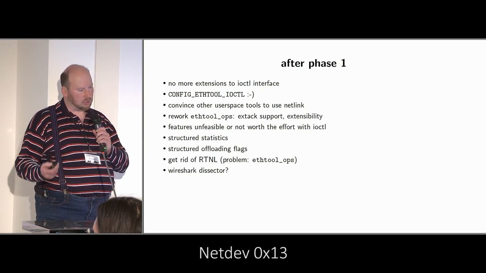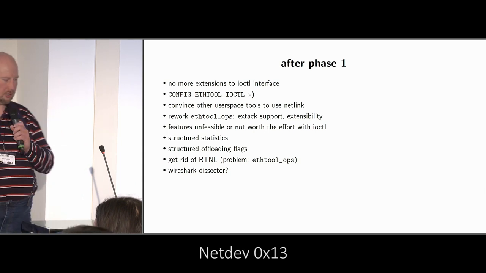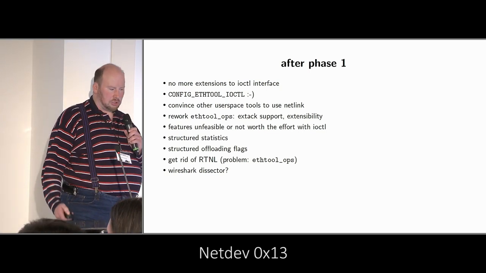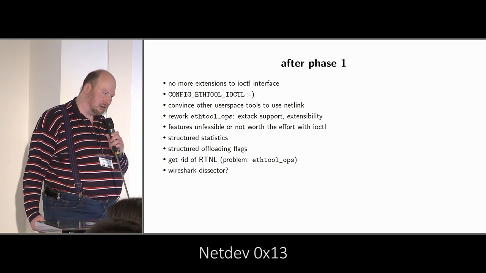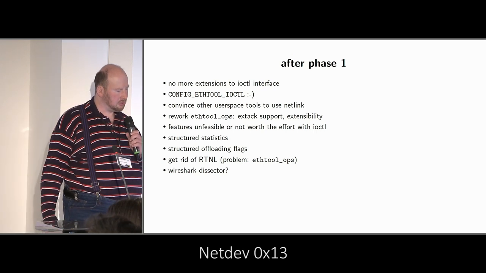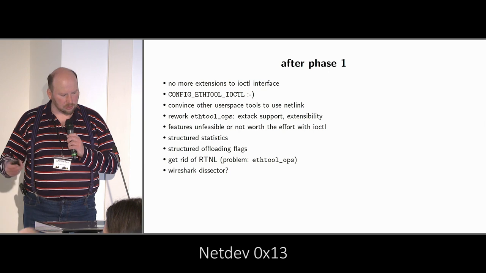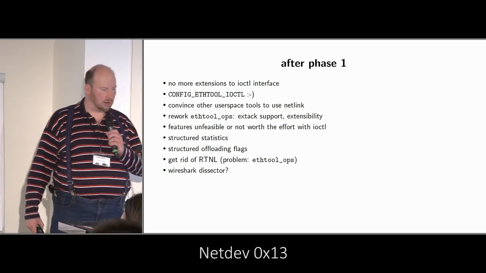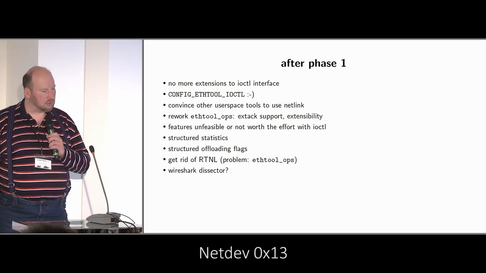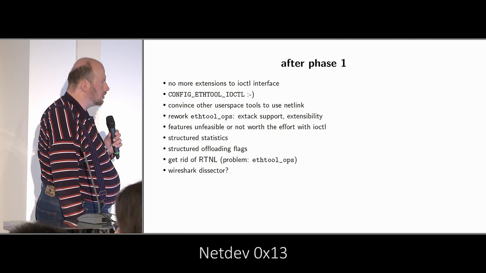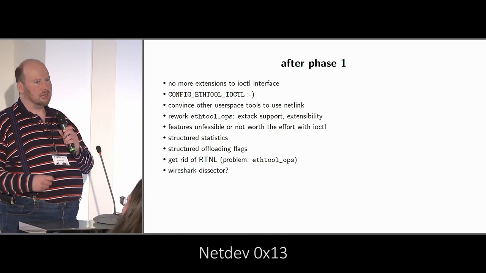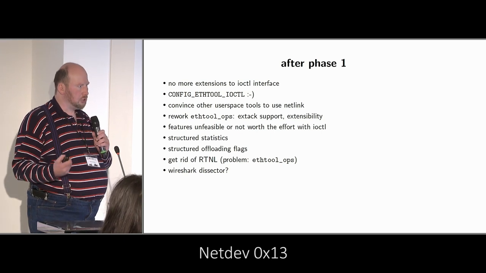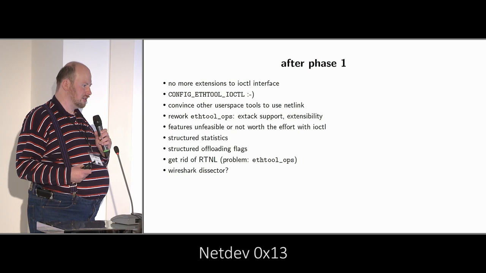Yeah, then we might start reworking ETH tool ops, mostly to add extack support for error reporting and better extensibility. I'm pretty sure there will be some features which are currently blocked by IOCTL interface deficiencies. And there were some ideas within the last year about structured statistics or structured offloading flags. So that's something that will be more open now. It would be nice to get rid of the RTNL lock, which is currently used around ETH2 ops. The problem is that for years, or maybe rather decades now, the ETH2 ops in drivers were written under the impression that you can rely on the RTNL lock. So it may be a problem.